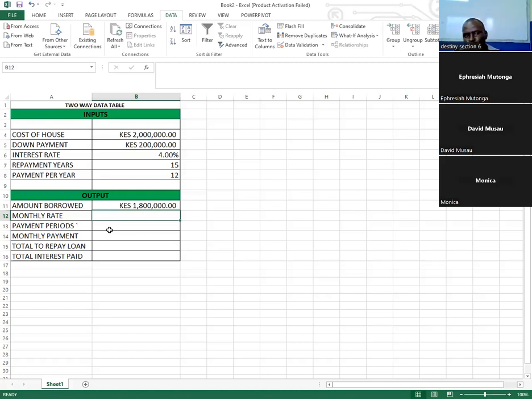The next thing we need to do is the monthly rate. For the monthly rate, we need to convert the rate per annum to the monthly rate. That one is very simple. We use the cell address formula, which I explained in our previous lesson. The rules of the formulas remain the same.